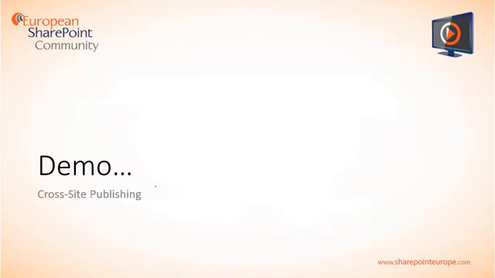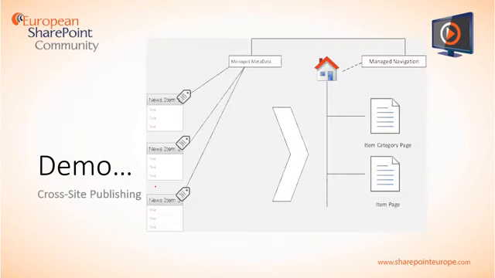Okay, so let's see a quick demo of cross-site publishing. In this example, I have some news items, 1, 2, 3 items, and each item is tagged by a keyword. In my demo, it's a news category, and I've tagged them with finance, HR, region, UK, Europe, so different categories.